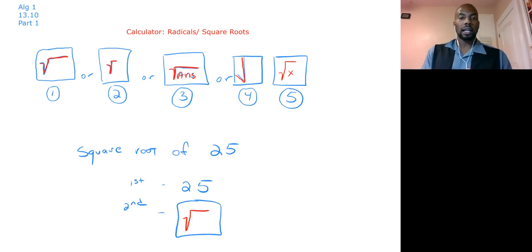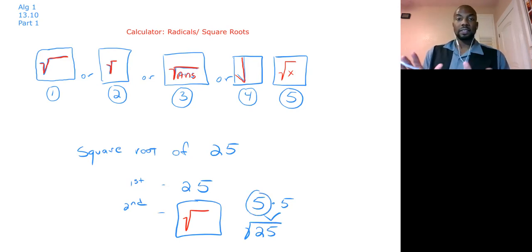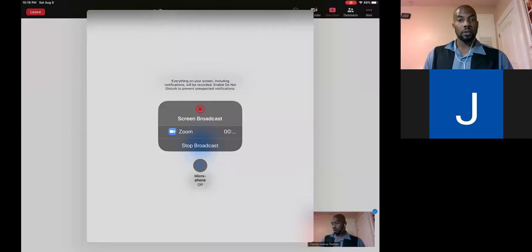So let's take a look at what that looks like. You should know by now that the square root of 25 is 5. 5 times 5 is 25. Square root of 25 is 5, okay? Let's verify that with a calculator. I'm going to share my screen here, and we're going to go to a calculator app. I'm going to show you what it looks like to type in a question for a square root.